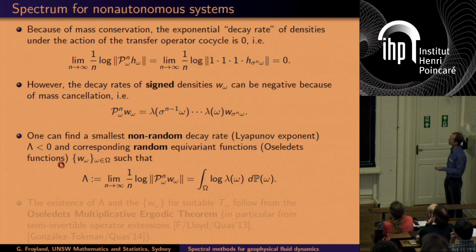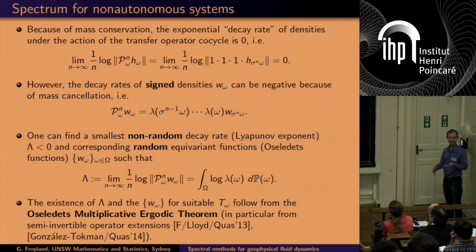And so this lambda, which is negative, we compute as this. And you have this ergodic theorem that says that this is equal to the integral of the log of all these multipliers up here with respect to your invariant measure. Now, the existence of the lambda and this family W come, mathematically, for suitable T, from a theorem called the multiplicative ergodic theorem, originally by Oseledets, and we have worked on it with Simon and Anthony and Cecilia, extending these to the case where you have non-injective operators, and you can apply these to transfer operator settings.